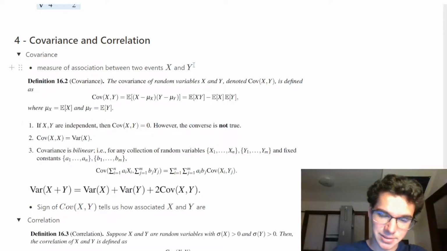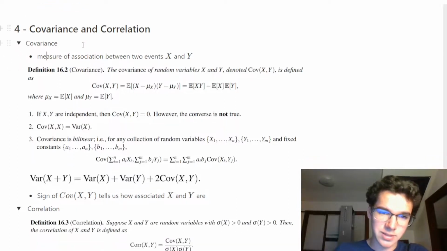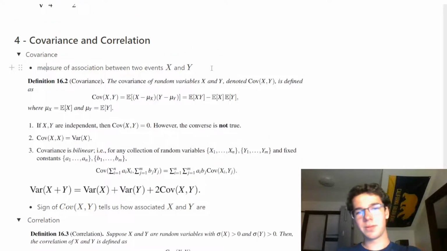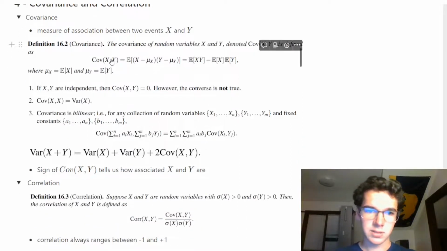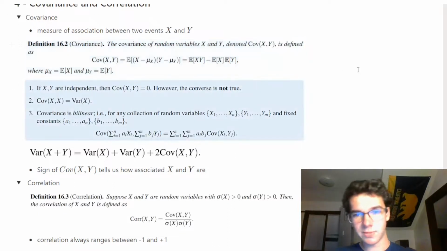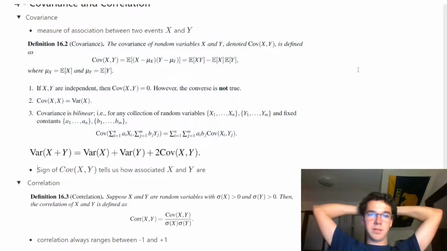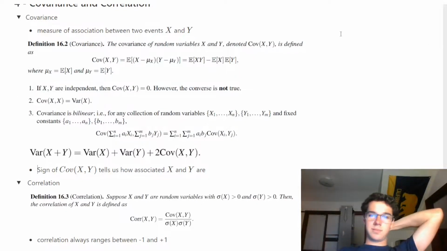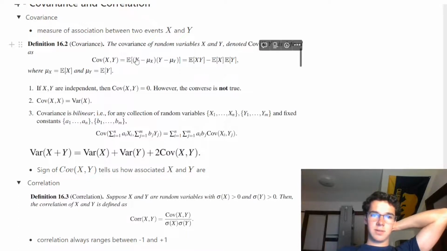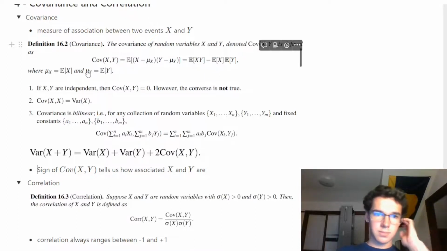Anyways, so covariance is a measure of association between two variables x and y, which is something that it tells us about. As you can see, I just took these straight from the notes. The covariance of random variables x and y, denoted by this, is defined as the expectation of x minus its mean, and then y minus its mean, which actually comes out to this equation, which we sort of saw above.